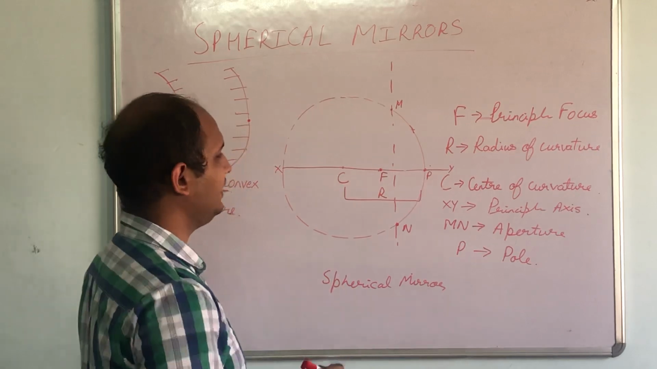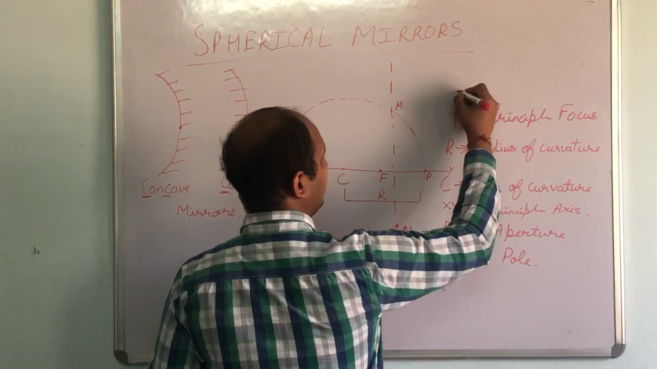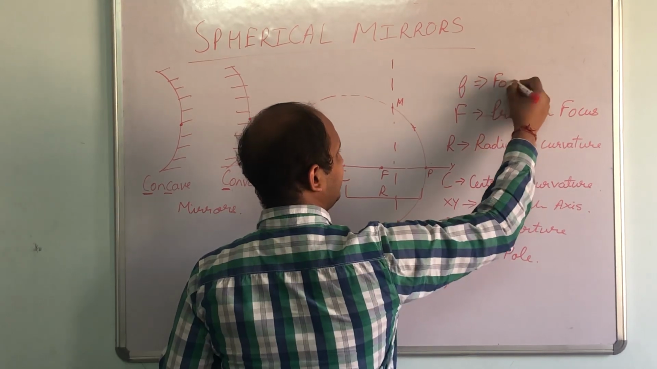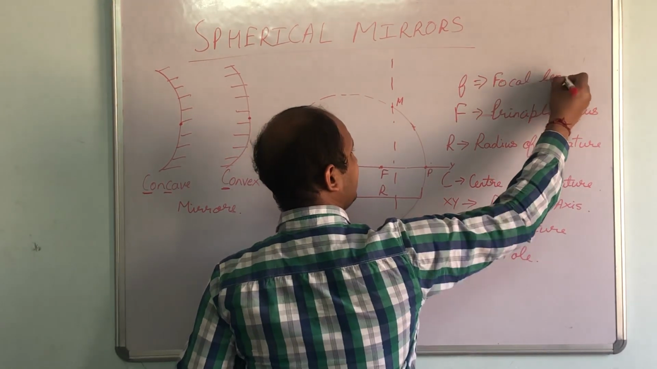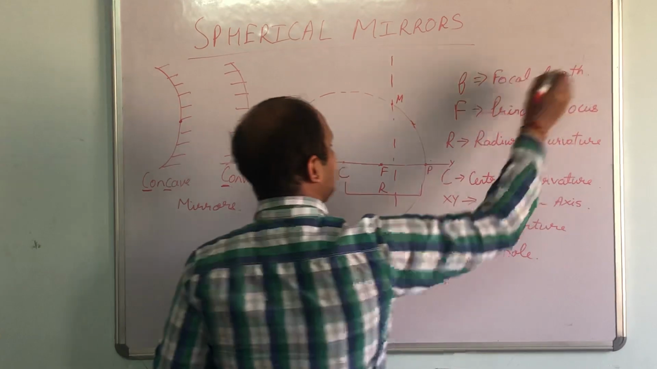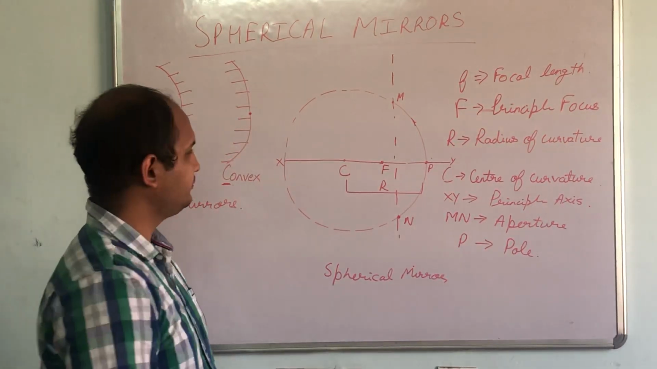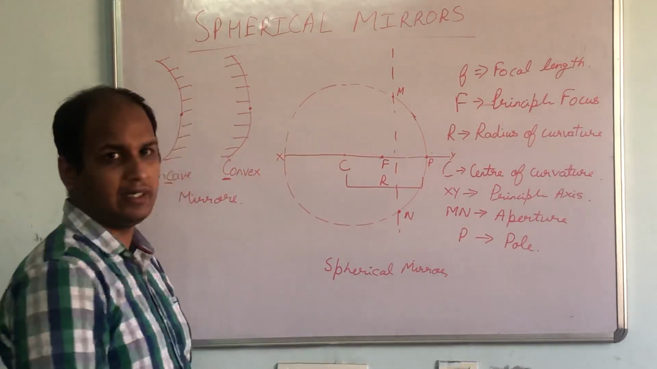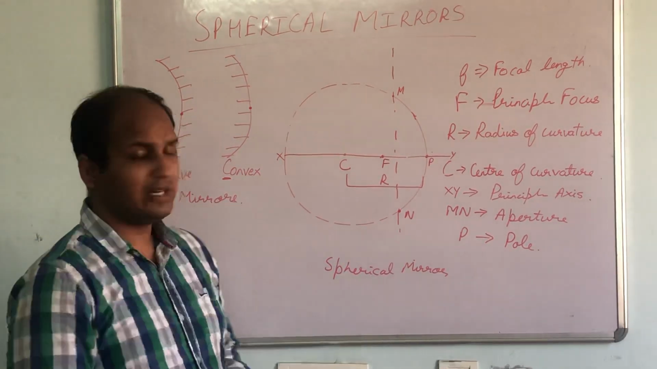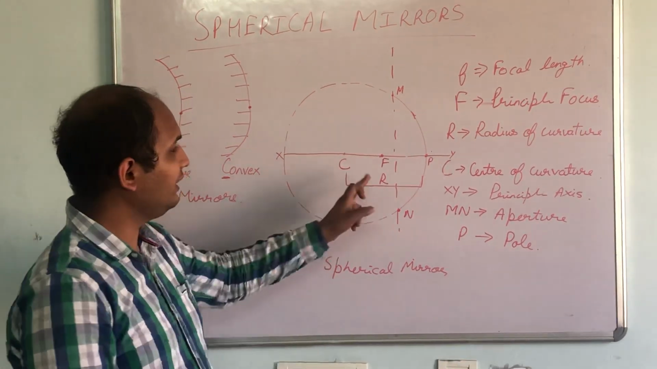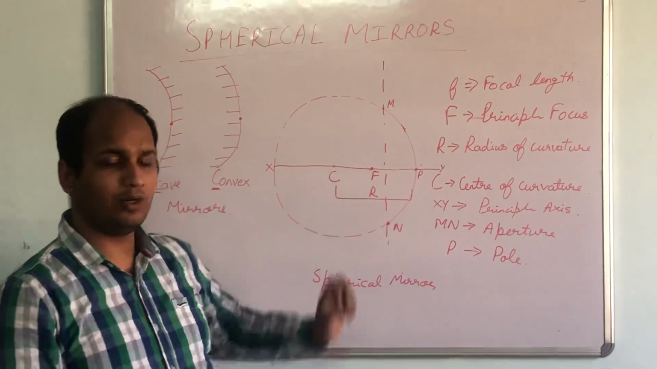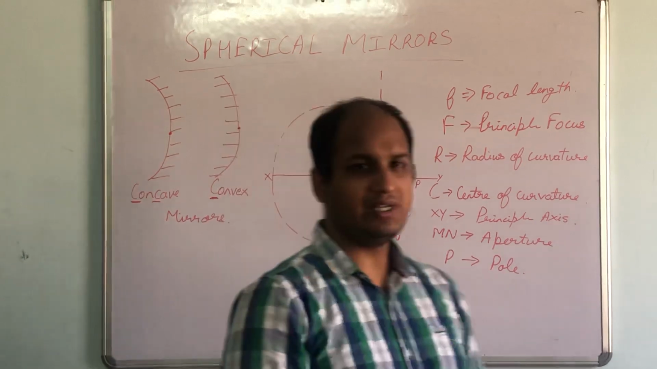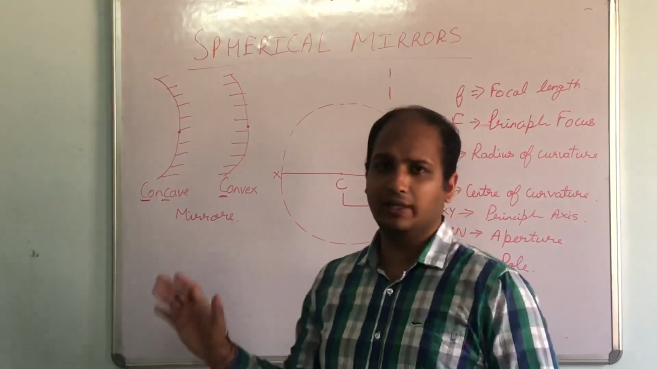There is one thing left in this figure, that is small f. We call it focal length. Now you might have understood what focal length is. Focal length is basically the distance between F and P, right? So how can we define focal length? The distance between the principal focus and the pole of the mirror is known as focal length. So these are certain definitions that we have cleared today in the video.